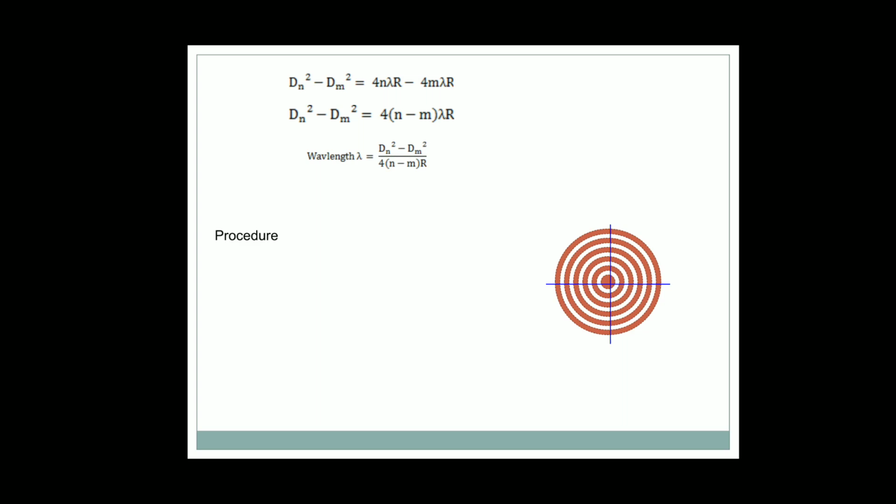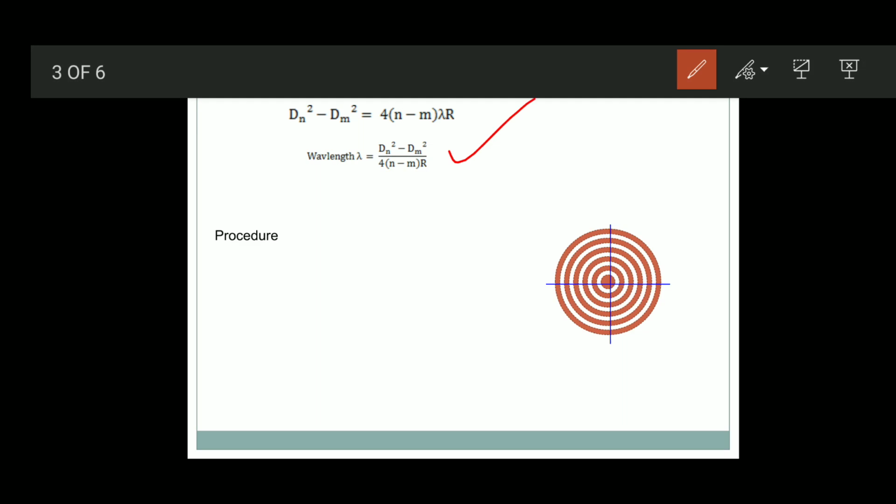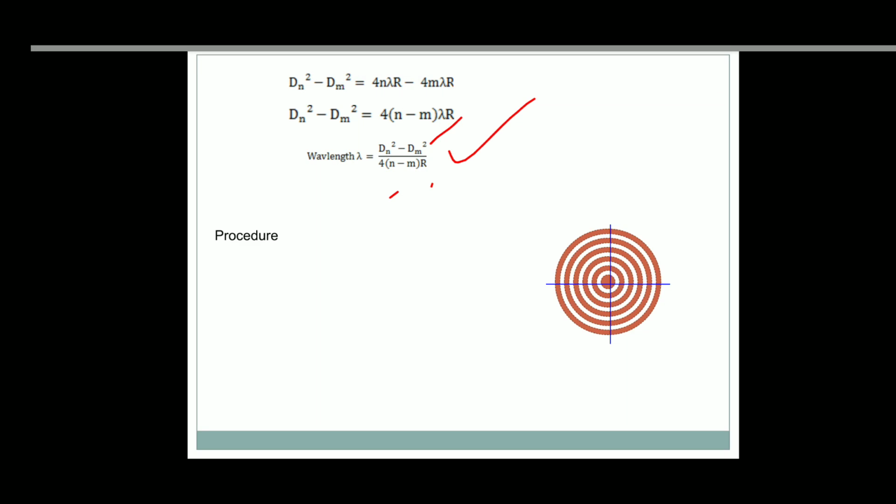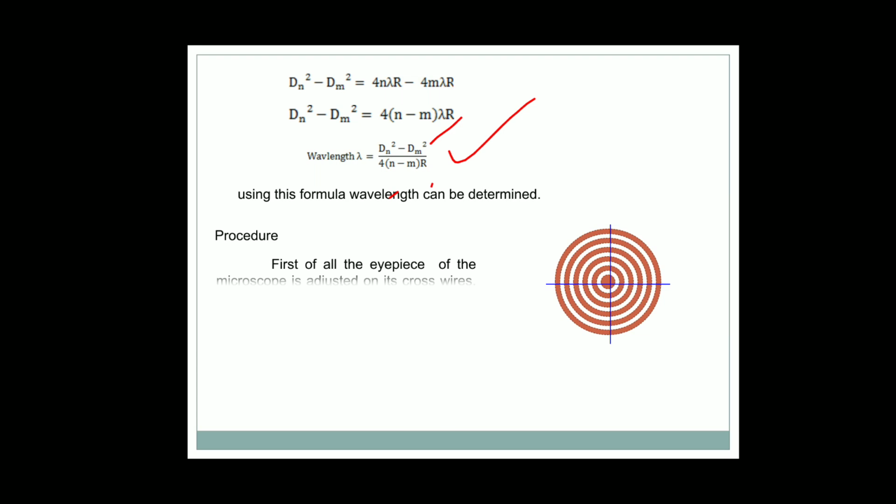So by using this principle, we can determine the wavelength of light, where Dn is the diameter of the nth dark ring, Dm is the diameter of the mth dark ring, n and m are the numbers of the dark rings, and R is the radius of curvature of the plano convex lens. So what is the procedure?